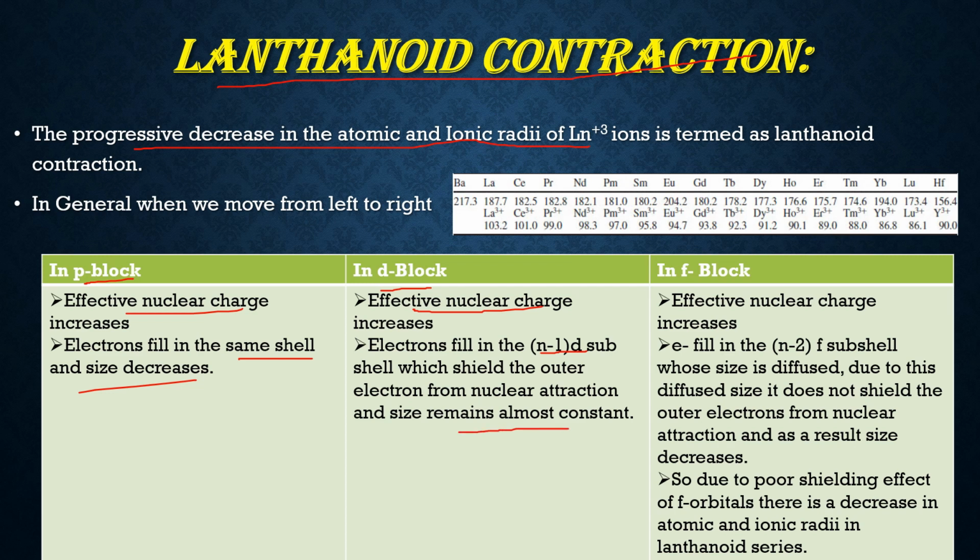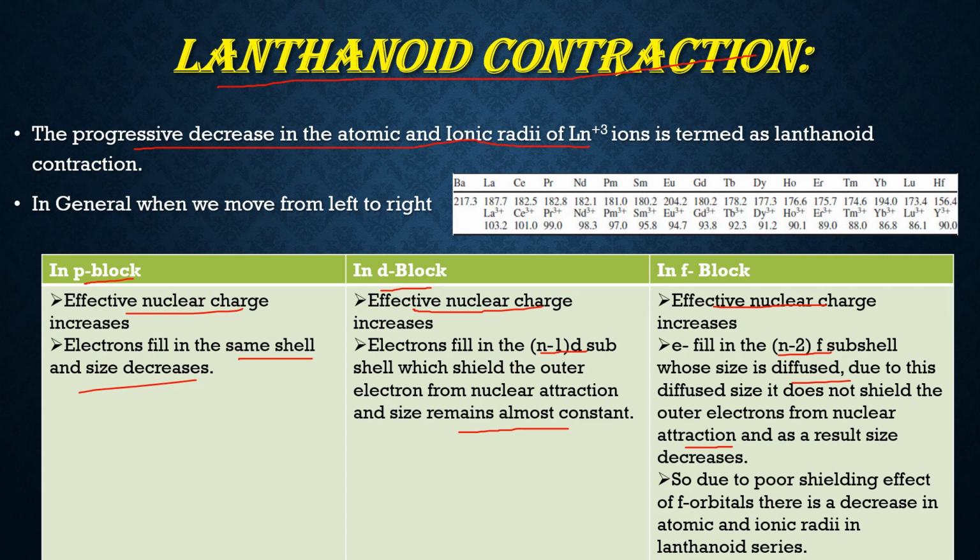But in f block elements, when we move from left to right, the size decreases again. The reason is that when we move in the series 4f or 5f, the effective nuclear charge increases, and electrons fill in the n-2 f subshell. Now the shape of the n-2 f subshell is diffuse, that is there is so much gap in between. So due to their diffuse shape, they do not shield the outer electrons from the nuclear attraction, and hence result in the decrease in size, that is lanthanoid contraction.